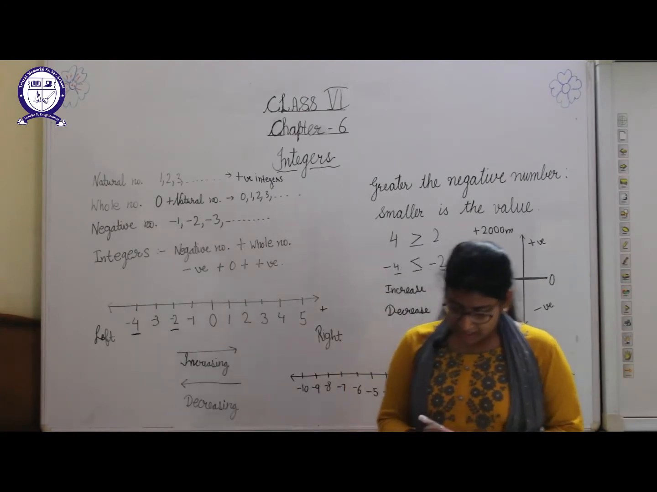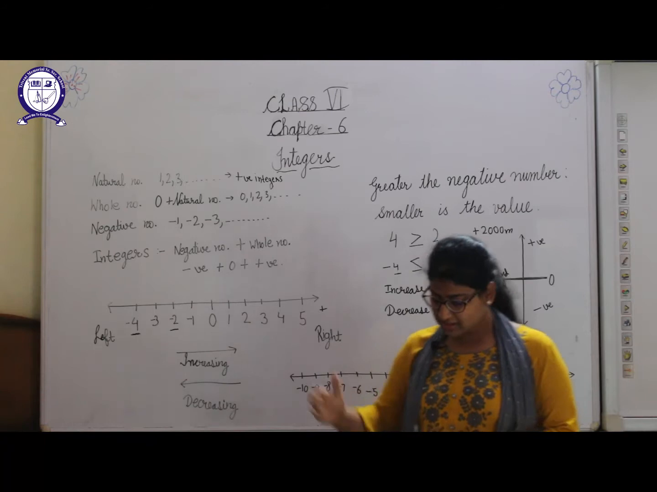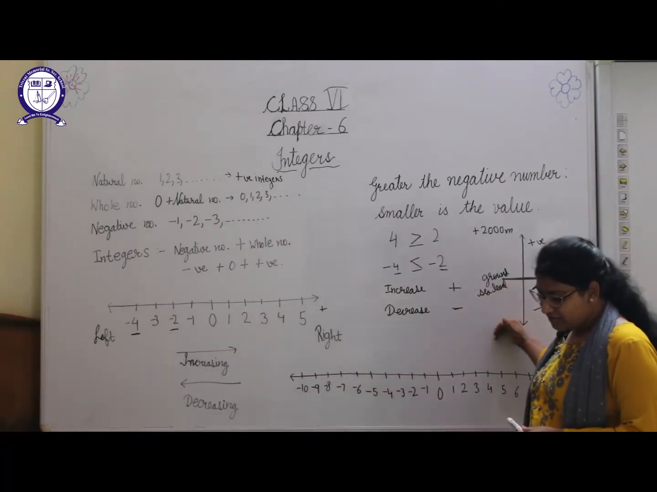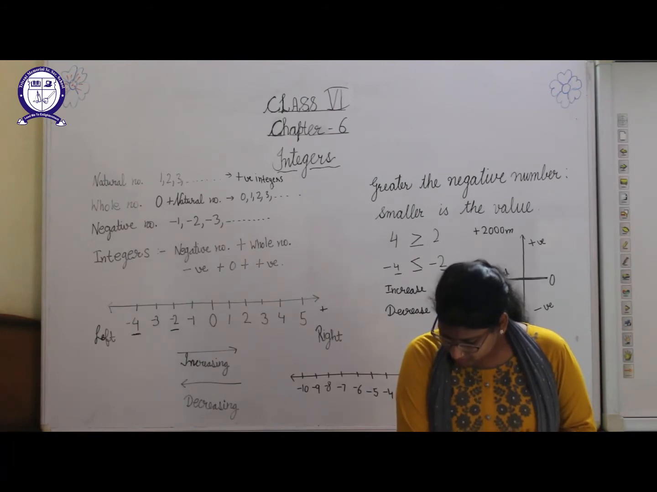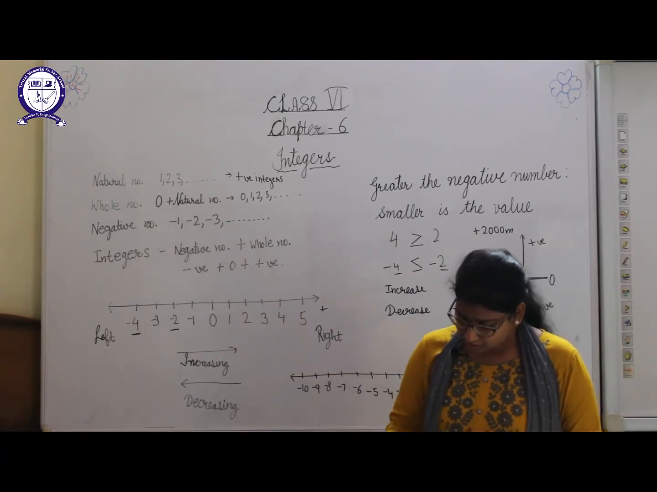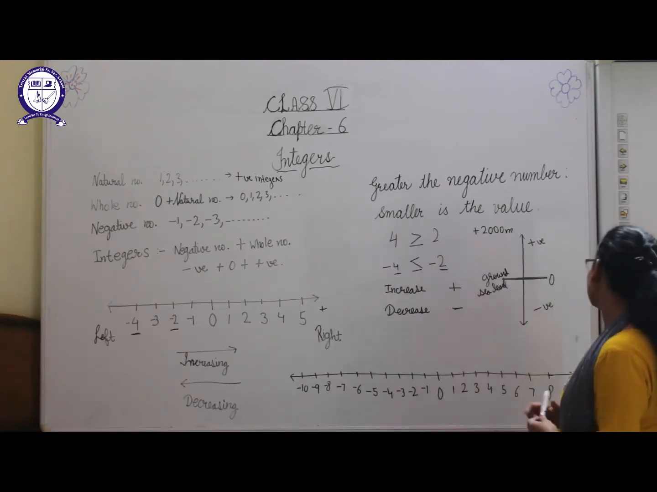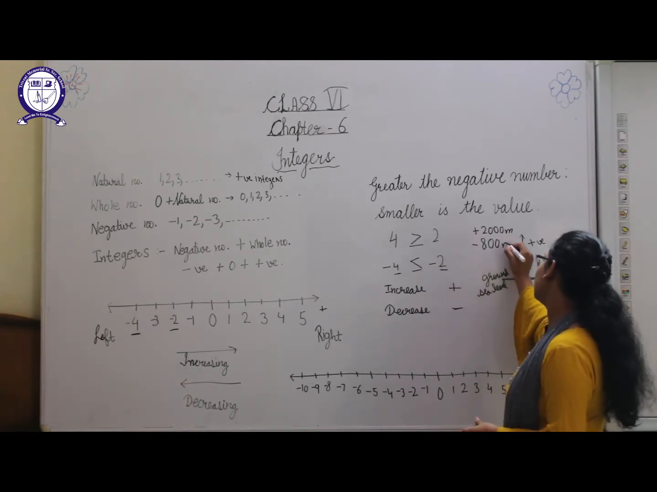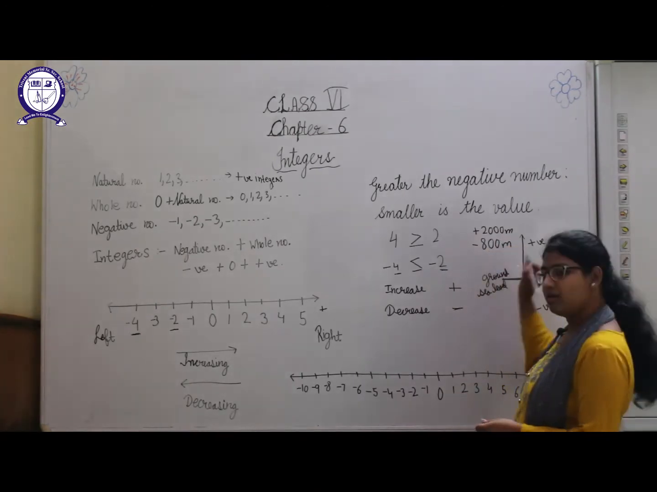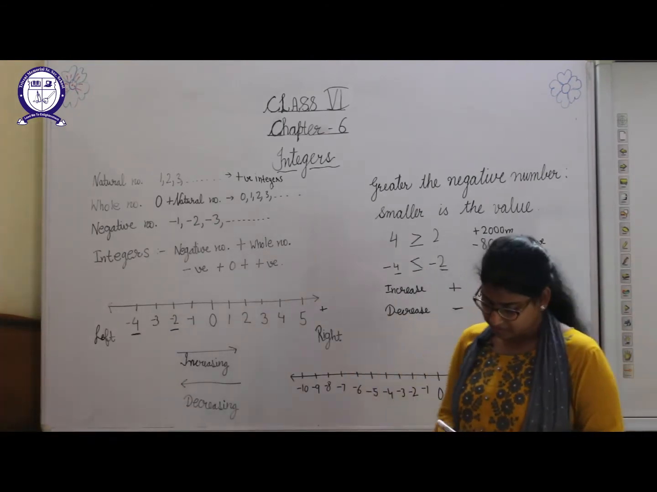Now second part is: a submarine is moving at a depth. Depth means it is below the sea level. Depth 800 meter below the sea level. So we are representing it with a negative integer. So the answer will be negative 800 meter, minus 800 meter.